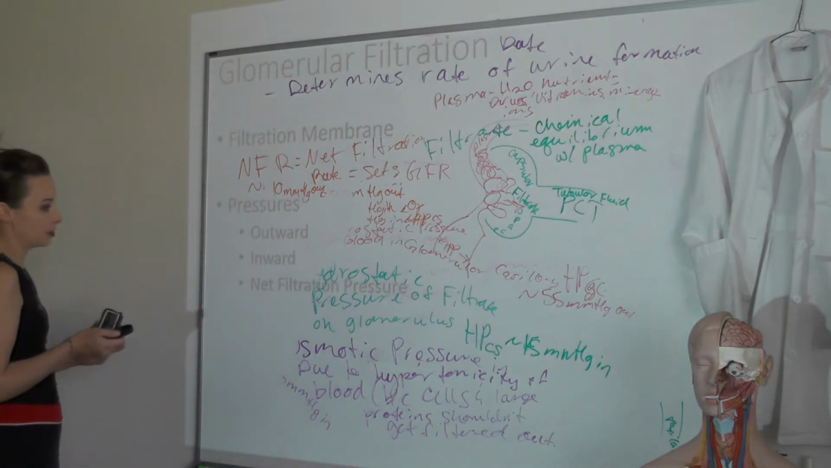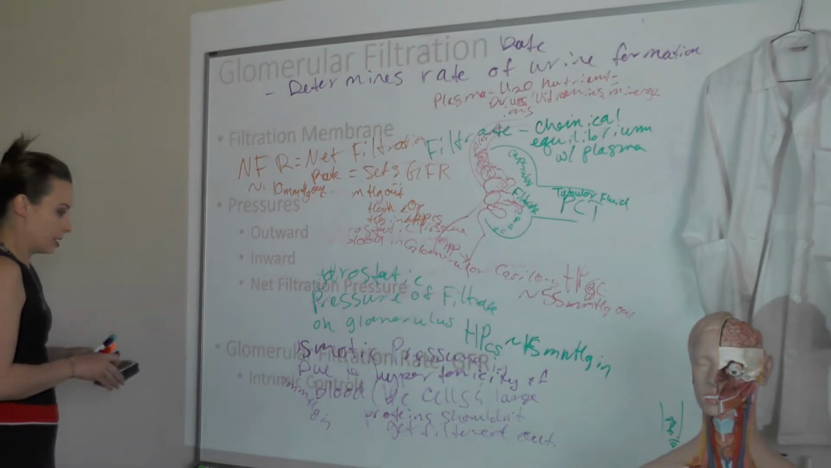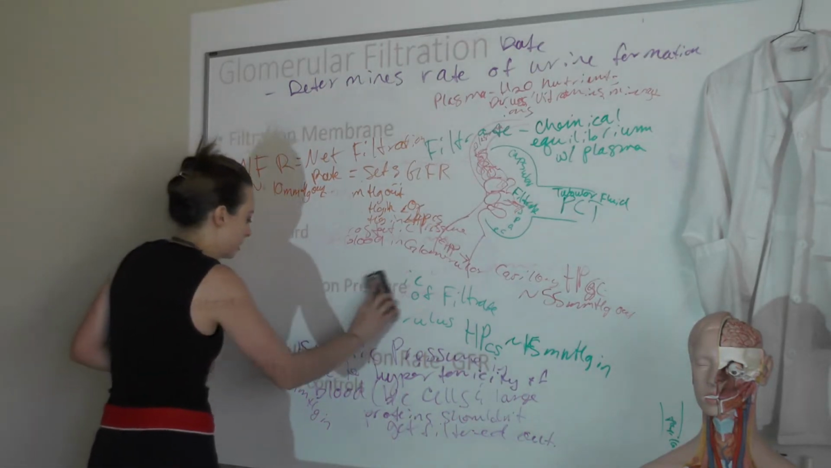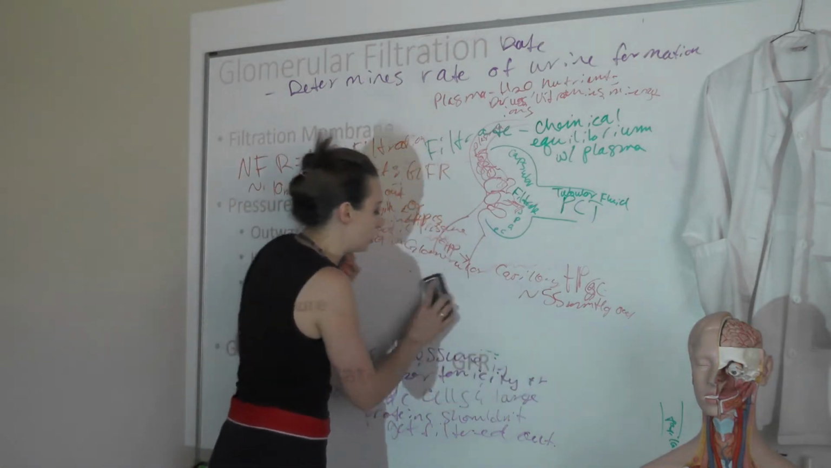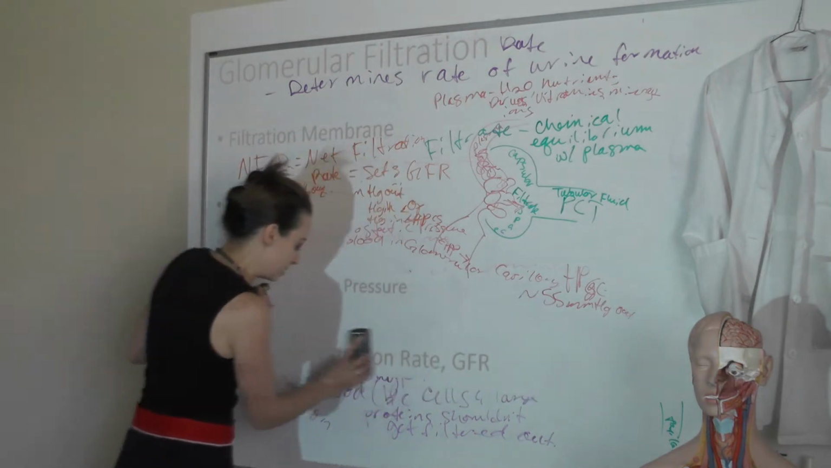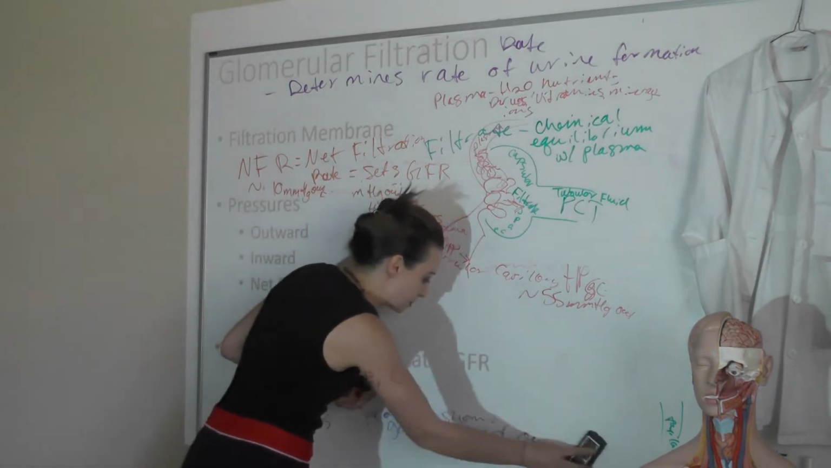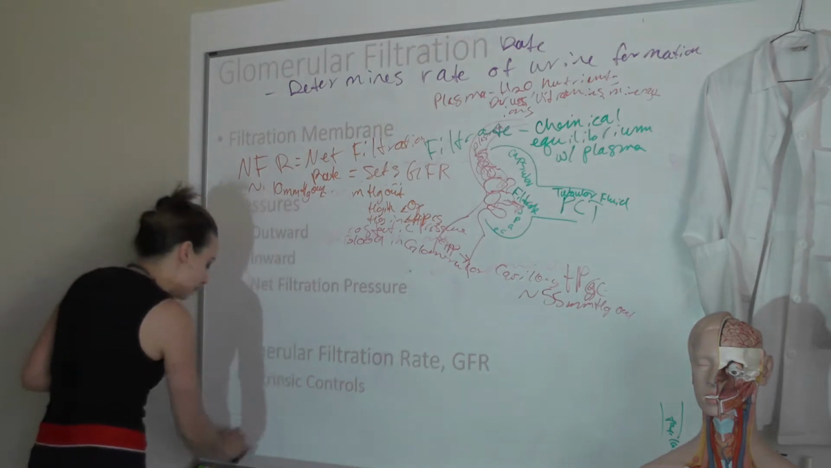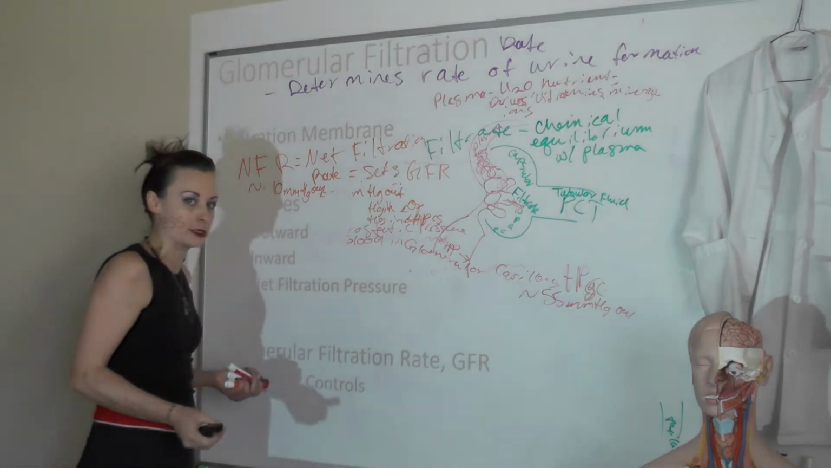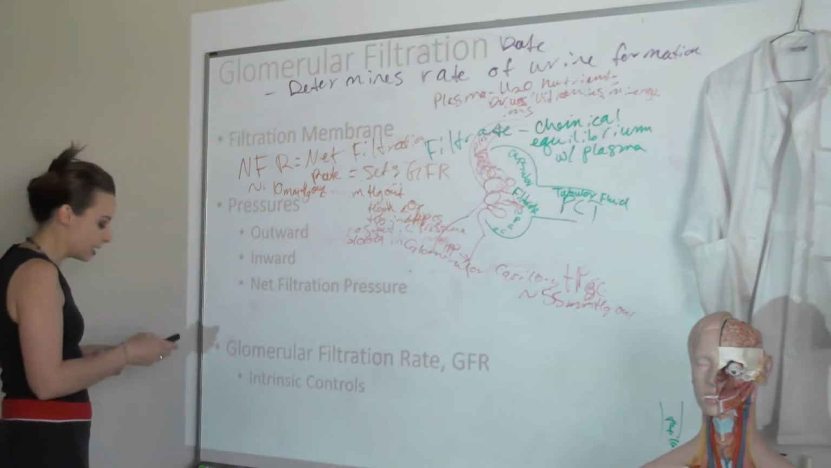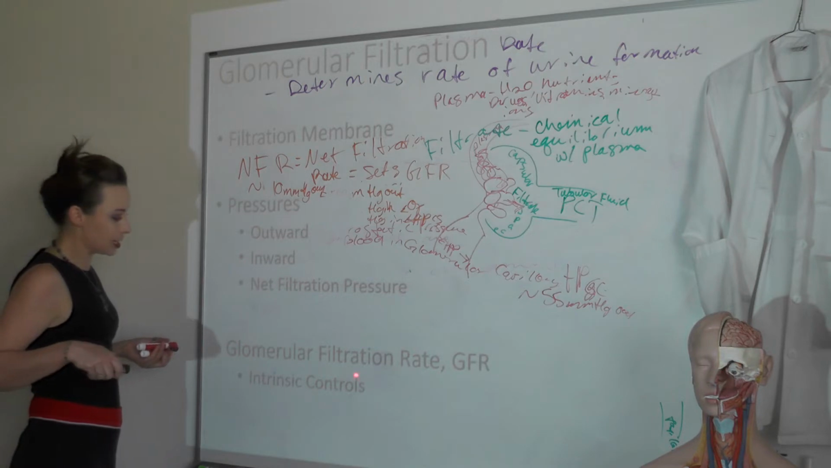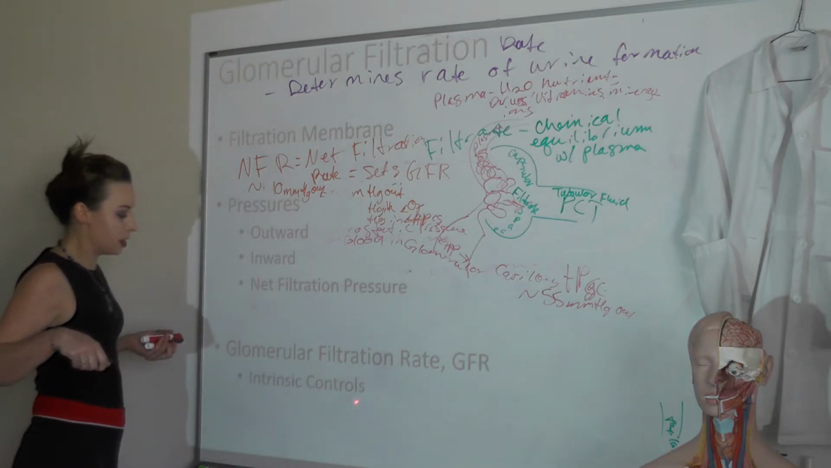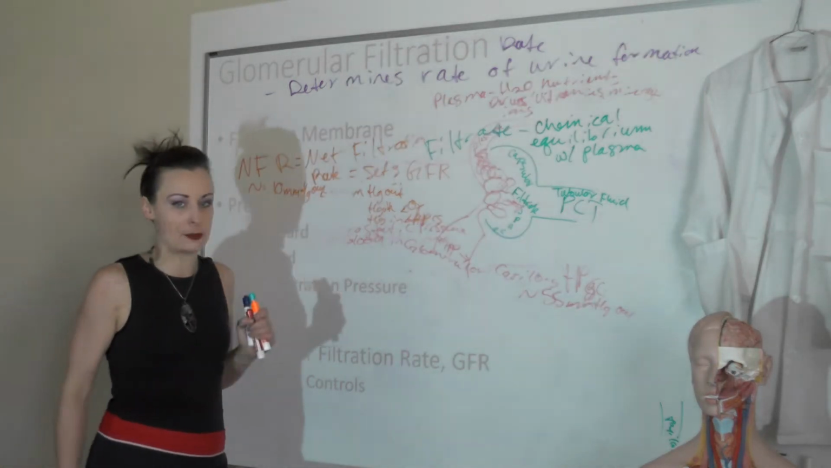So that's our net filtration pressure. And it's going to lead, I think I called it our net filtration rate. Net filtration pressure is going to lead to our glomerular filtration rate. And again, this GFR has to be kept pretty constant so that we can keep blood volume constant and urine volume constant so that we can stay in homeostasis. It is so important to keep glomerular filtration rate constant that the kidney actually has two mechanisms on its own that are going to control glomerular filtration rate despite changes in systemic blood pressure.